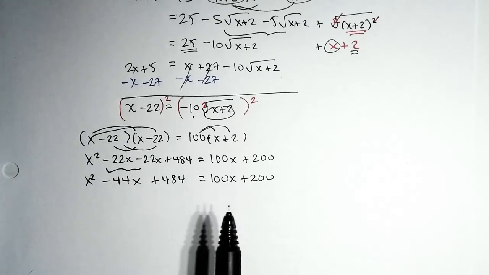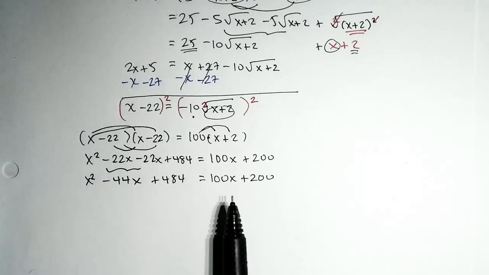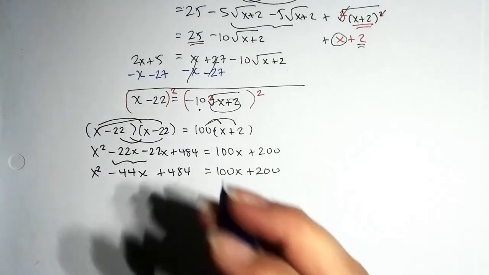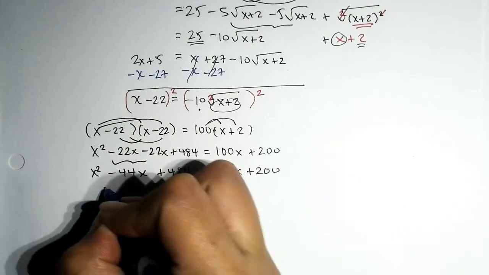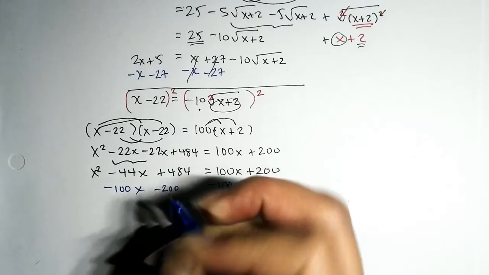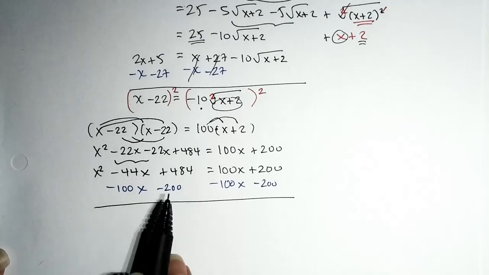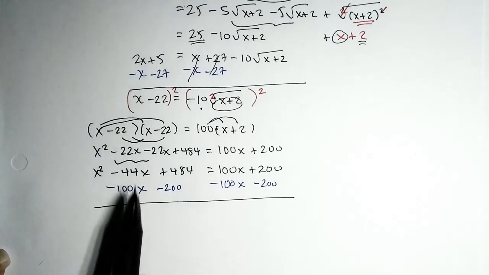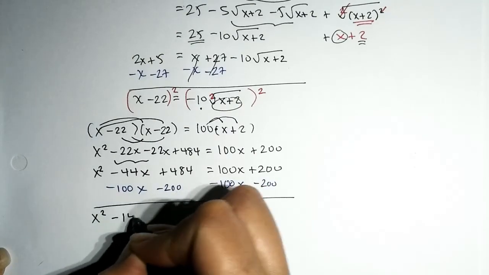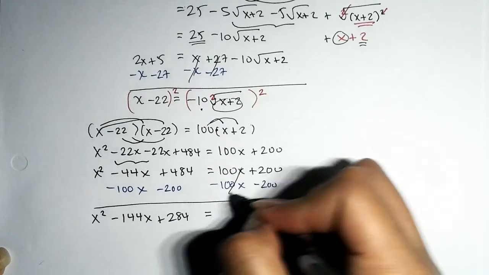To solve an equation by using the quadratic formula, let's put it in standard form, or set it equal to 0, and then we'll take it from there. So let's subtract 100x from both sides. And while we're at it, let's move the 200. That will give us x squared minus 144x plus 284.